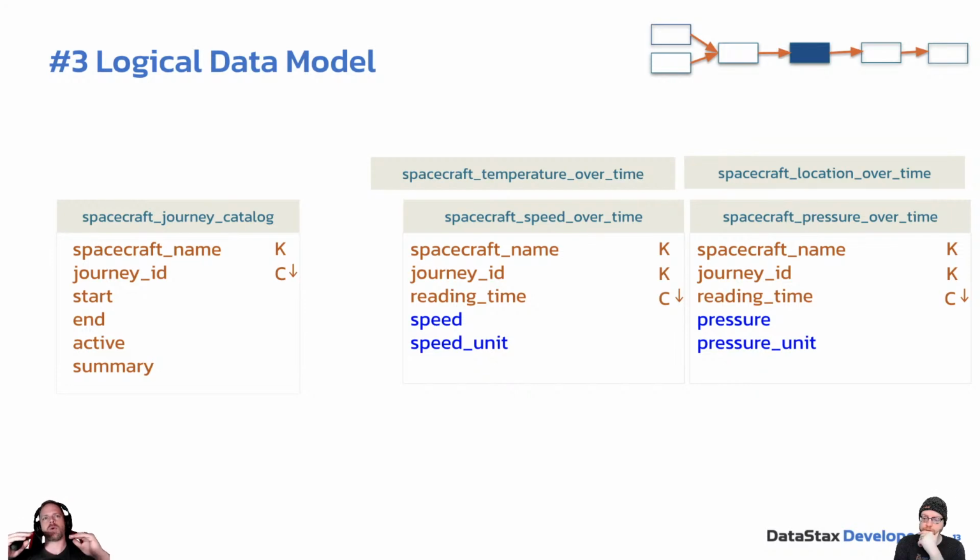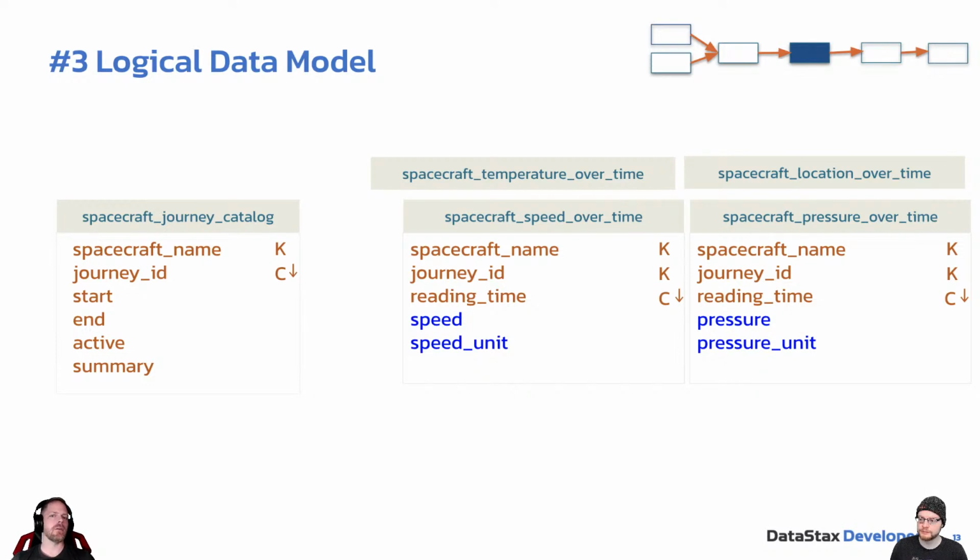So again, I mentioned before how for an individual spacecraft, I could have multiple journeys, right? So I want some way to uniquely identify them. We're doing that with the journey ID. What this reads as is, for a particular spacecraft journey, if I provide the spacecraft name and the journey ID, I get a unique row. That tells me I'm going to get a unique set of data that I can pull my start and active and summary fields from, right?